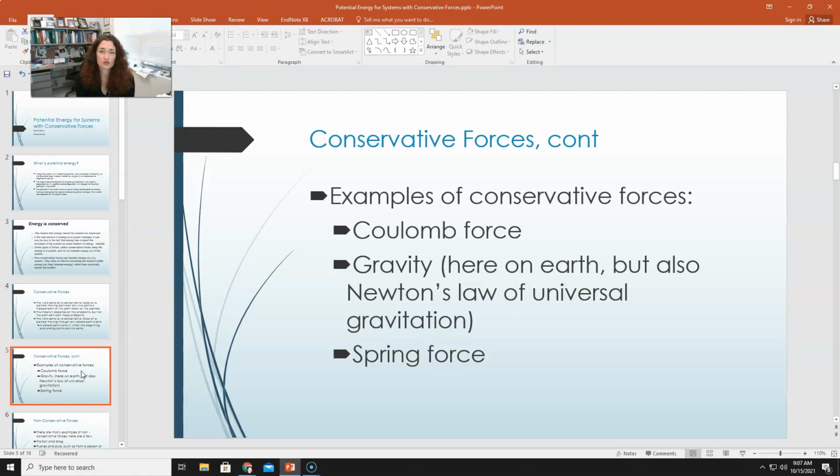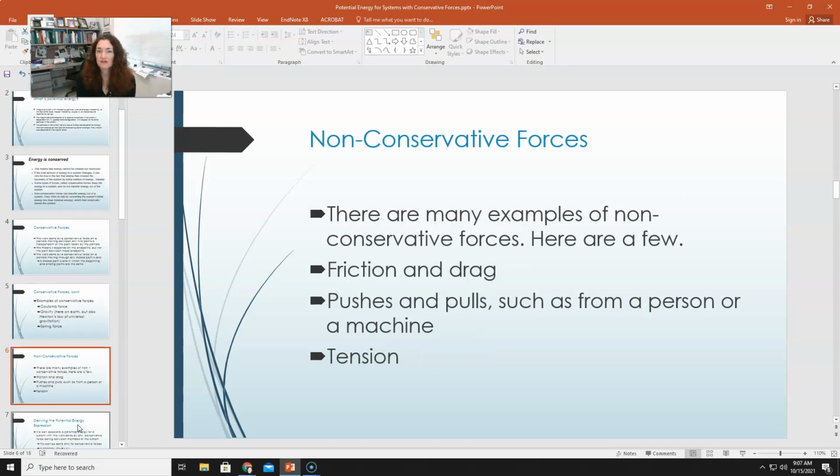That's the attractive or repulsive force between two charges. Gravity here on Earth is a conservative force, but also Newton's universal law of gravitation, really it's the same force, so it shouldn't be surprising that that is also a conservative force. And then finally, the spring force is also a conservative force.